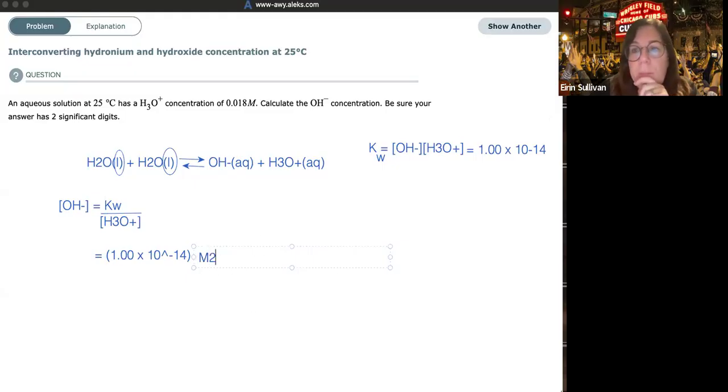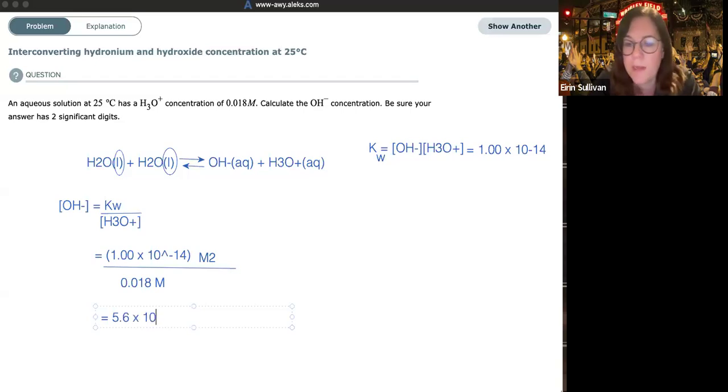And then divide that by, might as well do that line while I'm here, the concentration of hydronium, which is going to come from the question, which is 0.018 molarity. So molarity squared divided by molarity is just going to give me molarity. That's what I want. So I end up with a concentration of hydroxide of 5.6 times 10 to the power of minus 13 molarity.